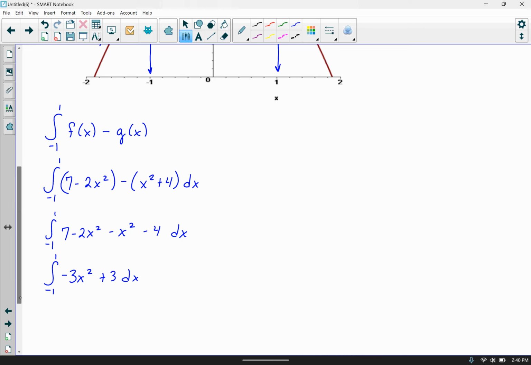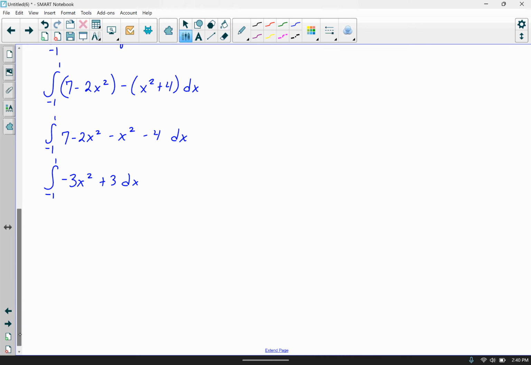From here, you're ready to take your integral. If you'd like, I definitely encourage you to pause the video, try the rest of it on your own, and then come back and check yourself. All right, so now I'm going to add 1 to that exponent, so that gives me x cubed. I've got my 1/3, doing the reciprocal of that 3, bringing down the -3 that was already there. The integral of 3 is just 3x.